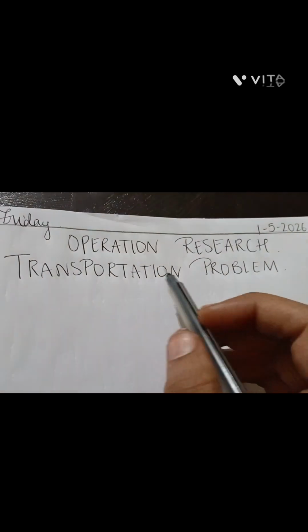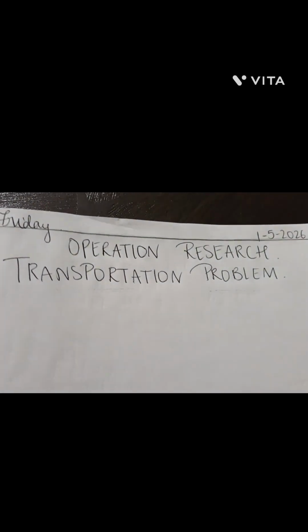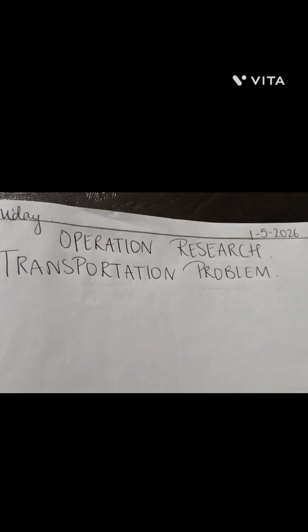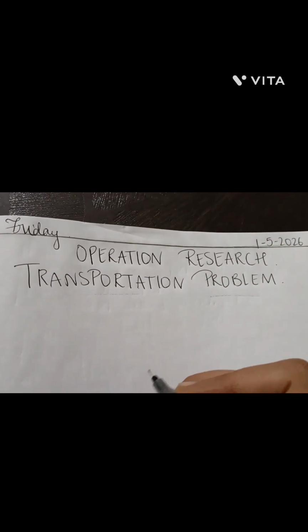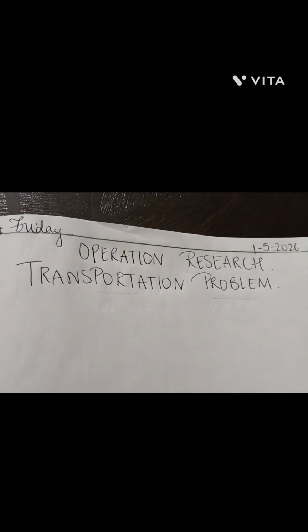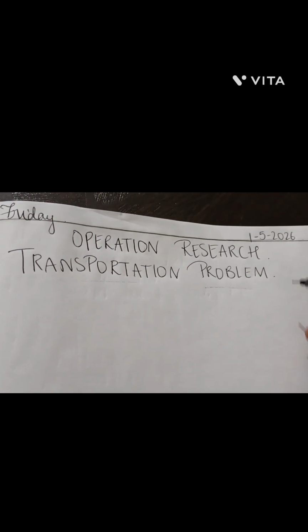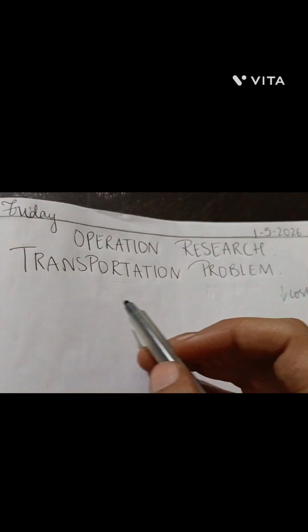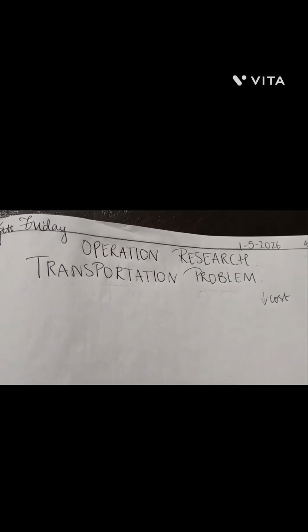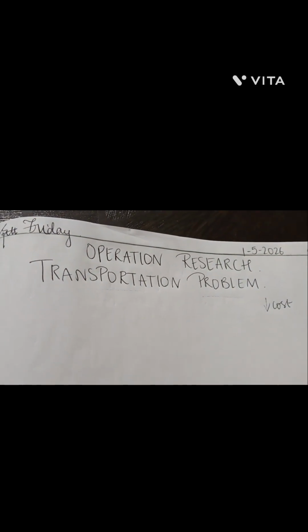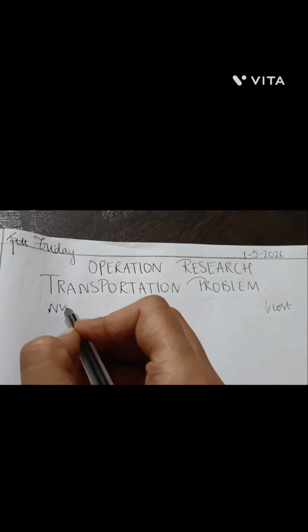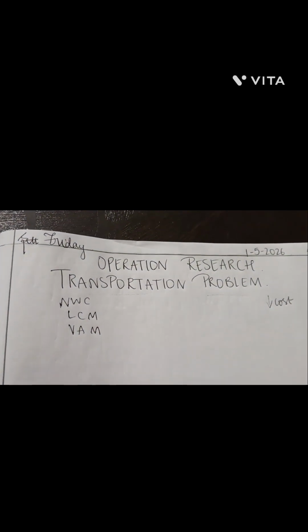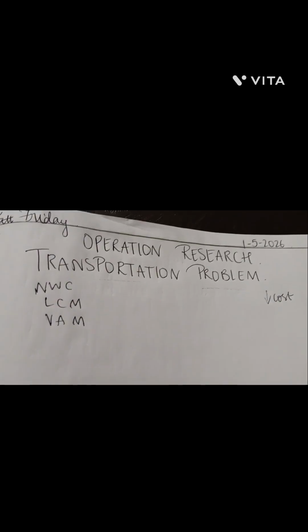Today we are going to learn about one of the most important topics in operation research, the transportation problem, and I'm going to explain it in a very simple and practical way. Basically, this concept is used when we need to transport goods from different places to different destinations in the most efficient way, especially by minimizing the cost. So we'll understand what a transportation problem is, and then we will look into different methods that are used to solve it, like the northwest corner method, the least cost method, and the VAM method. So let's get started and understand this step by step.